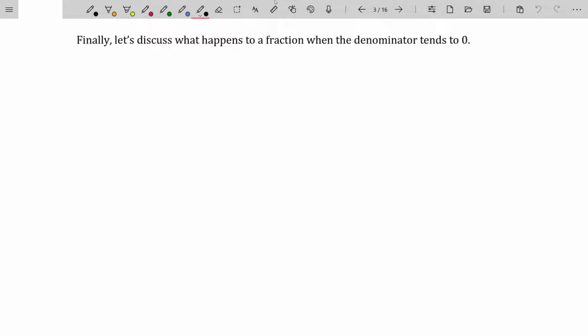Finally, let's discuss what happens to a fraction when the denominator is tending to 0. This is a critical conversation as we tend to calculus. It is very important to have this discussion. So let's suppose that you have a fraction. The numerator can actually be anything we want, but I'm writing it as 1, but it could be any number you want. You can have it as 11 if you want. It doesn't really matter. But we have some unknown down here.